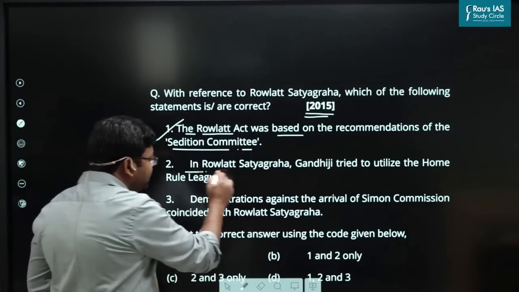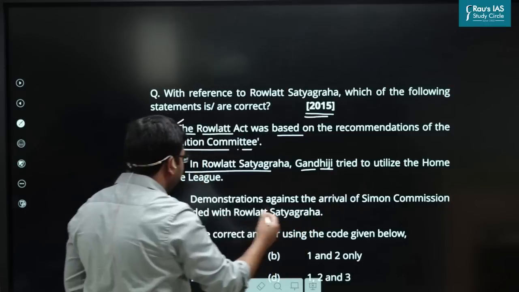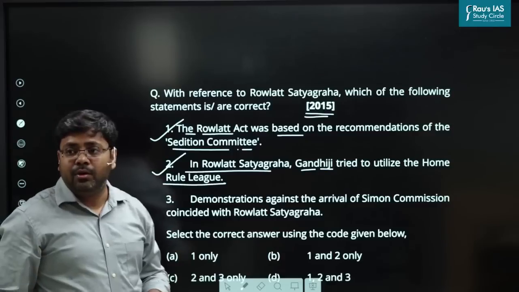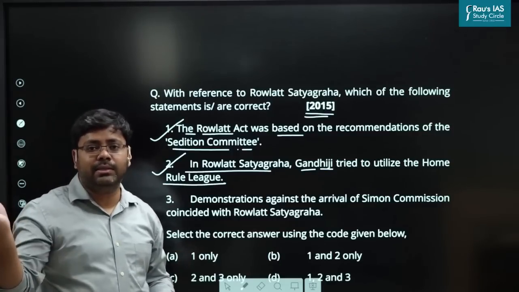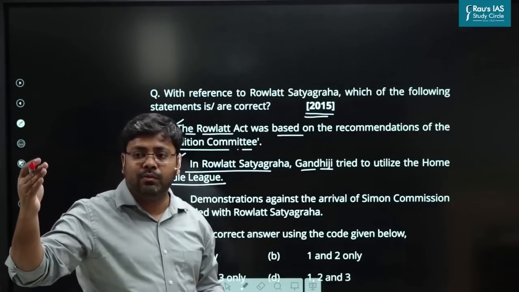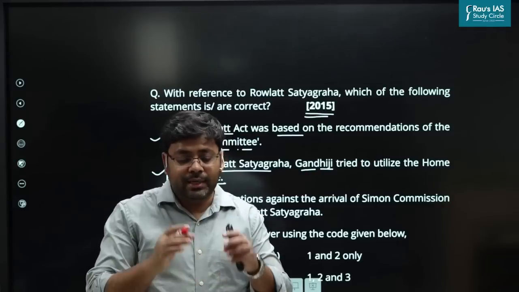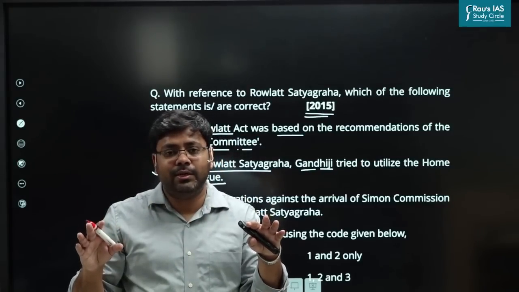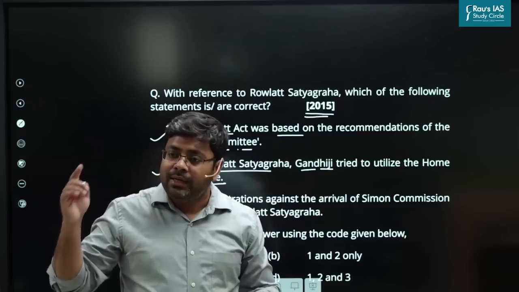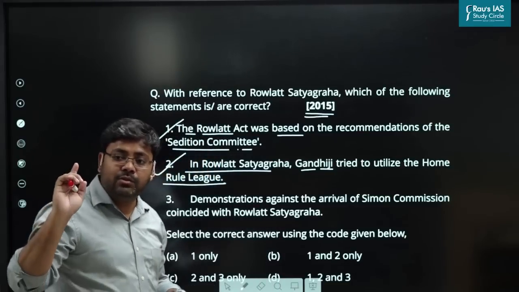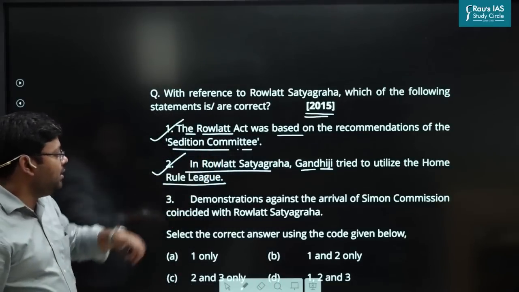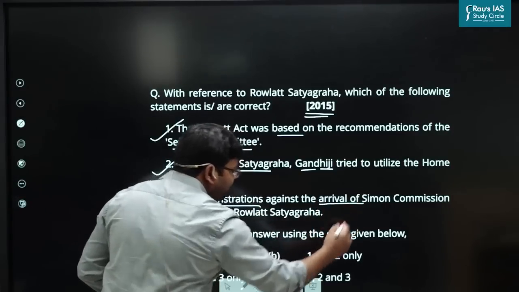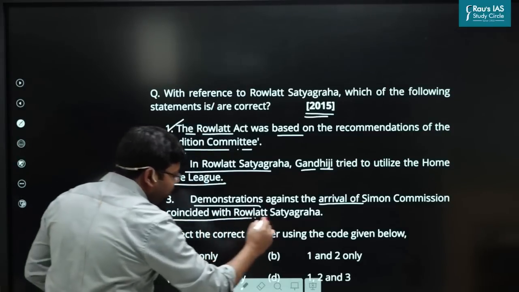Then, in Rowlatt Satyagraha, Gandhiji tried to utilize the Home Rule League. True it is. Just now we discussed that the Home Rule League created all India presence. And the all India presence of Home Rule League certainly gave support to the Gandhian style of politics. When Gandhiji tried to launch All India Satyagraha, he used the organizational presence of Home Rule League to launch his Satyagraha.